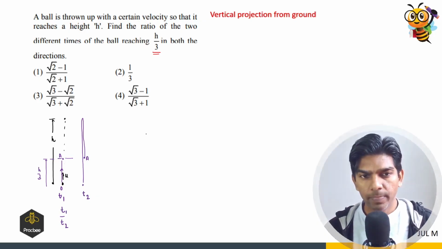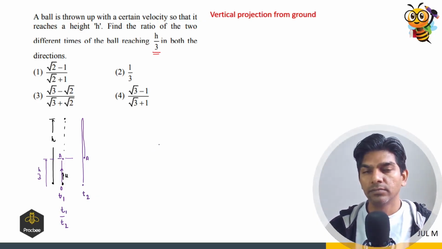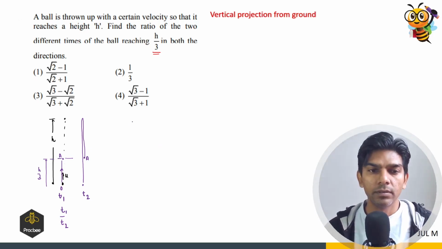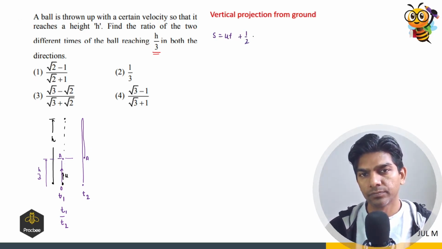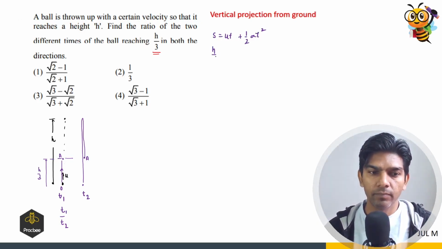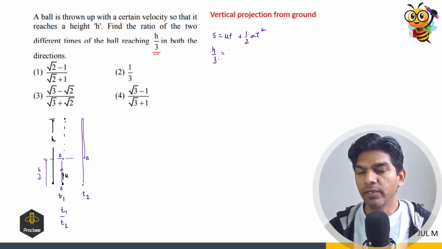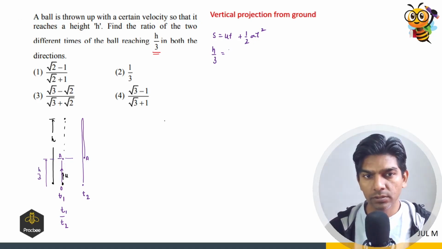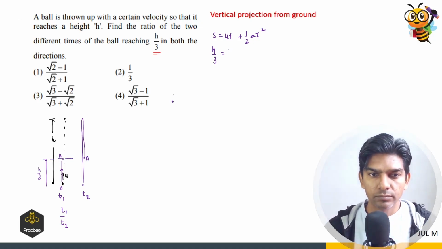So how can we do that? Let us apply the second equation of motion, s equals ut plus half at square. Now we'll substitute s as h by 3, and u is the initial velocity. We are given the maximum height, so we can find the initial velocity in terms of h. Let us calculate that.